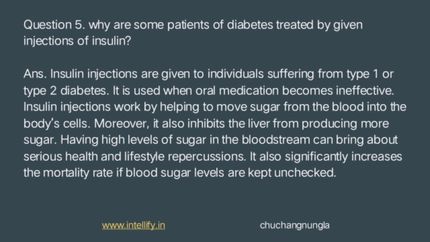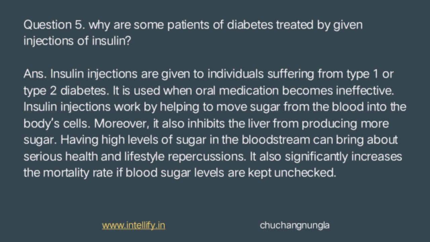So, now question number 5. Why are some patients of diabetes treated by giving injections of insulin? Human insulin is in a class of medications called hormones. Human insulin is used to take the place of insulin that is normally produced by the body.